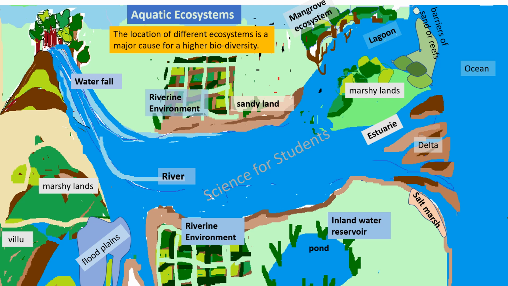Okay. Then we'll come to the river again. On both sides of the river, we can always see riverine environments. Floodplains, then marshy lands and sandy lands are there. And these riverine environments are highly fertile environments. Therefore, we use these environments for agricultural purposes.